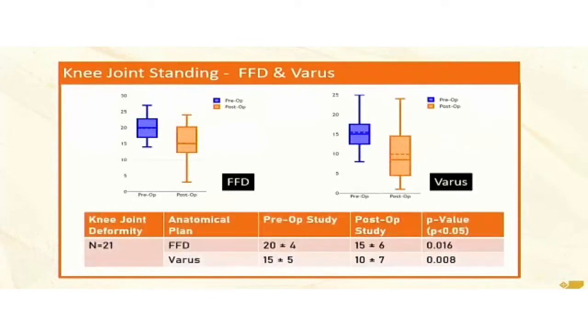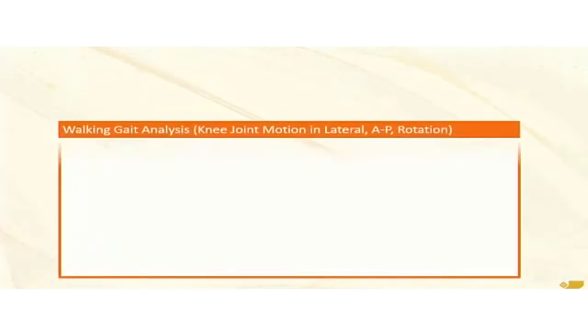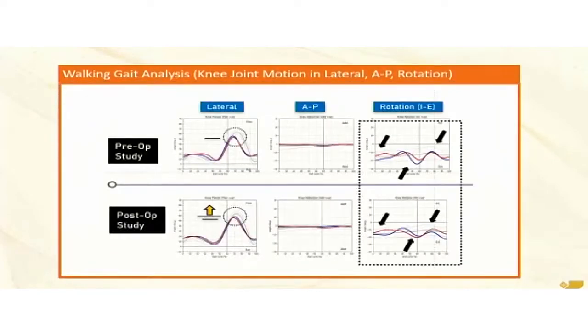So regarding FFD with varus, what is happening? The p-value is so good that it promotes us to do better and better studies, because now we are getting very good parameters by which we know that if we go ahead with this type of study, we'll be able to know more about the effects after doing upper tibial osteotomy. And this is a complex one, but what it says about the rotation is that the knee flexion increases post-operatively. So when you do correction of these axes, the knee flexion is also improved.